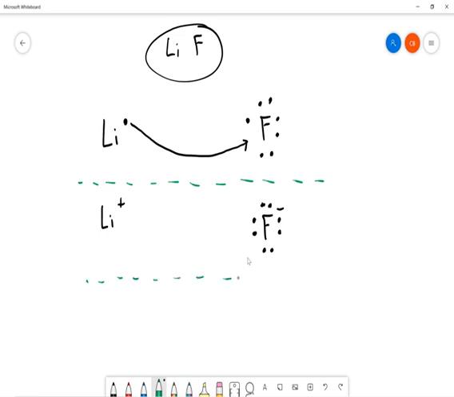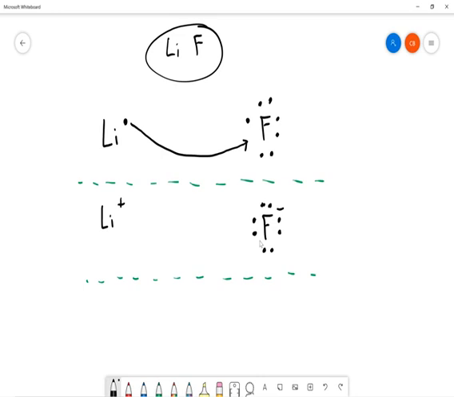What happens there is, again, these were close enough to each other that this electron could transition over, but that in itself doesn't form a bond. There's nothing special about an electron transitioning that forms a bond. These are not connected at all. Lithium is its own ion. Fluoride is its own ion.